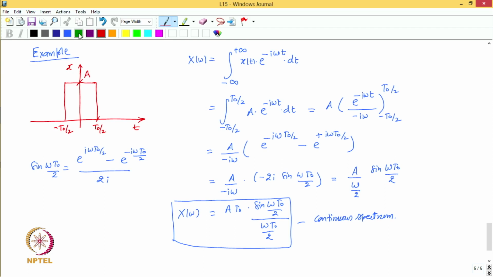If we sketch the magnitude of the spectrum, it may look something like this. It is symmetric with respect to the magnitude axis, like this. This is the magnitude of X of omega, and this is the frequency axis omega. In the same way we can plot the phase of X of omega, in a separate plot for that.